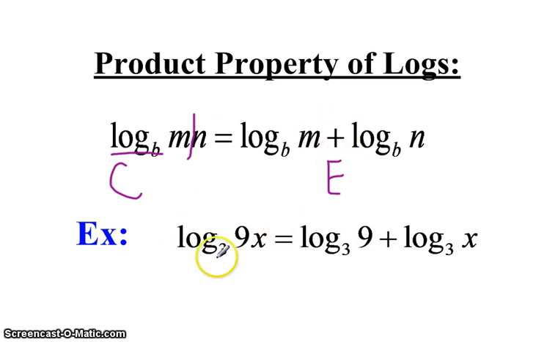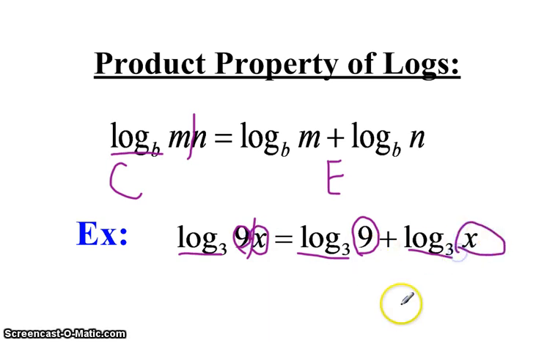So for example, if we were given this left side, log base 3 of 9 times x, we know this is multiplied, so we need to go through and separate it for the expansion. So since we do have two things that are going to be separated, we need to write log base 3 two times, once and twice. 9 came first, so 9 goes with the first log. X came second, so x goes with the second log.